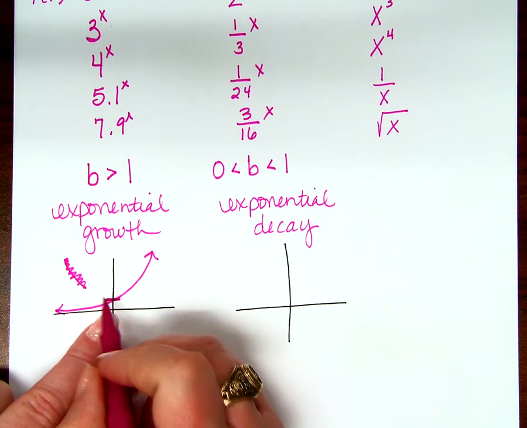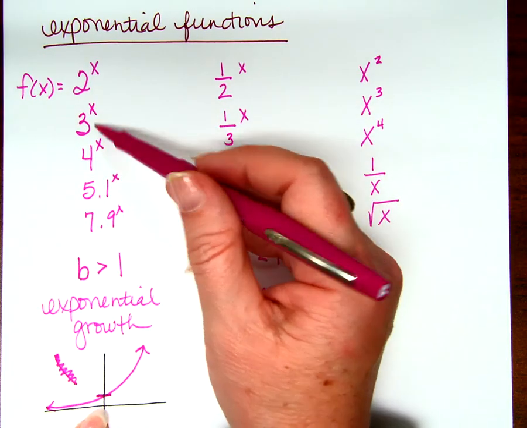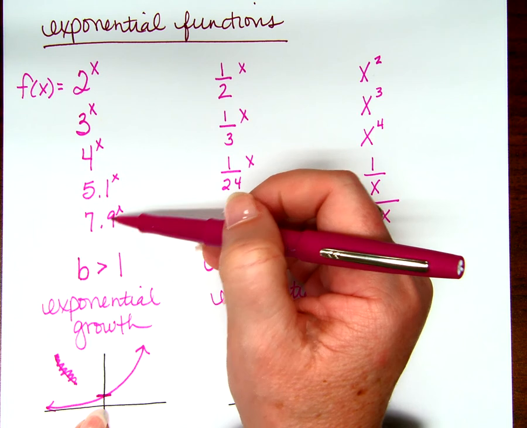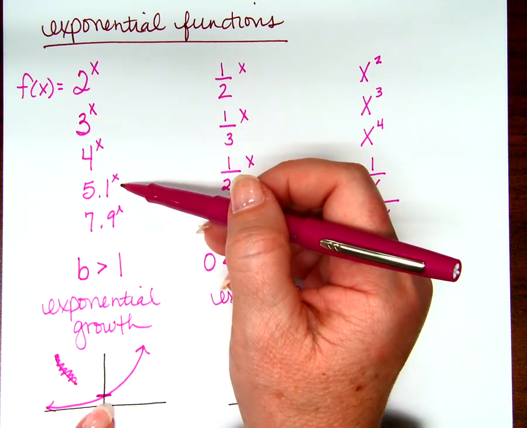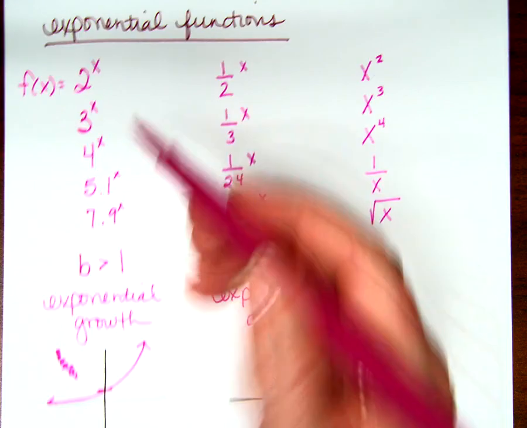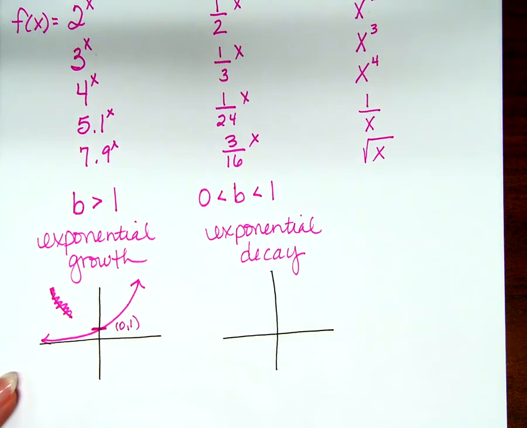If x is 0 in any of these equations right here, what is y? Because anything to the 0 power is what? 1, right? Anything to the 0 power is 1. So that point right there is (0, 1). Okay?